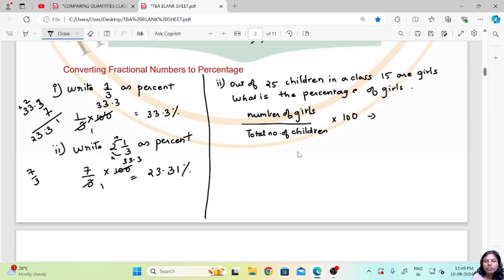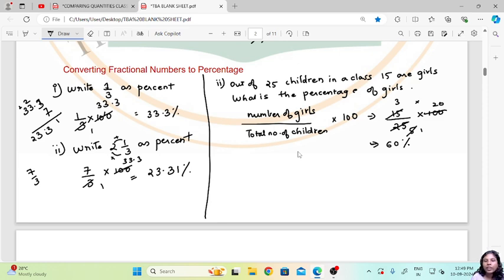So the number of girls is 15. Total number of students is 25 into 100. This we can cancel. 5 3s are 15, 5 5s are 25, 5 1s are 5, 5 2s are 10, and 0. So this will be 3 multiplied by 2, 6. So 60% of the students are girls.